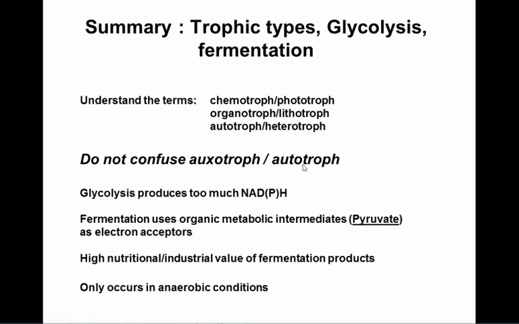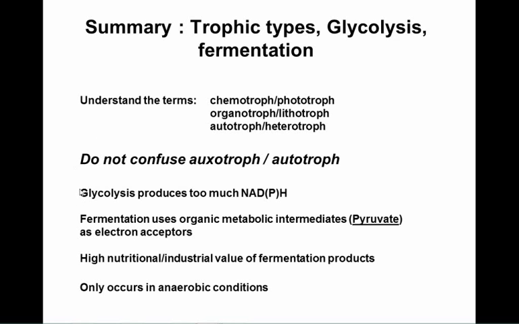Auxotroph, autotroph. Auto, it makes everything itself, it can synthesize. No, that's not what it means. It means that it doesn't need organic carbon. It can fix inorganic carbon. Auxotroph is a mutant that needs some supplement, a vitamin, an amino acid, a nucleotide, or something like that.